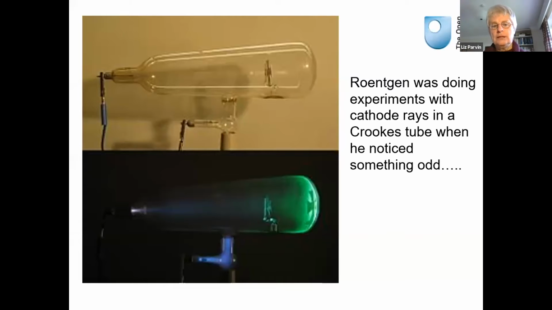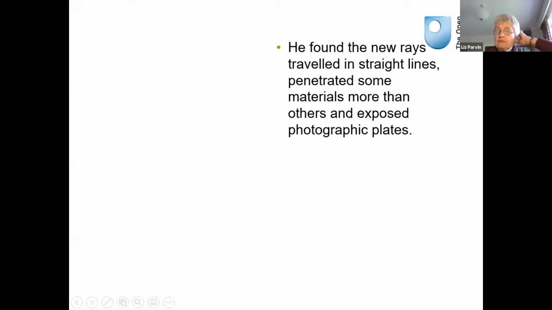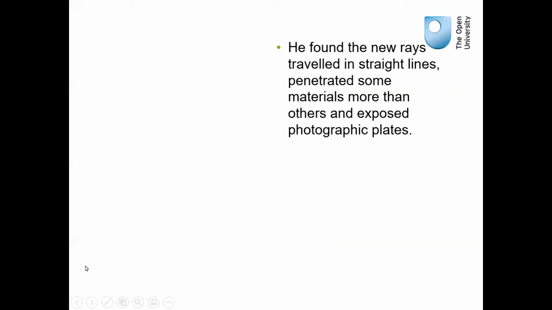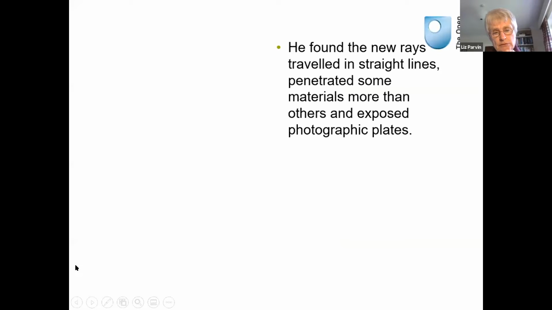But the good thing about Röntgen was that he didn't just dismiss it. He didn't say, oh, ignore this, and get on with my experiments. What he did was he found several things about them. He found they traveled in straight lines. He didn't know what they were, but they traveled in straight lines. And he found out they penetrated some materials more than others, and they exposed photographic plates. Now that was quite a breakthrough. So one day he got his wife to come into the lab and got her to put her hand on a photographic plate and exposed it to X-rays.